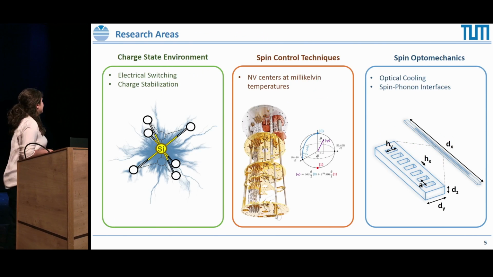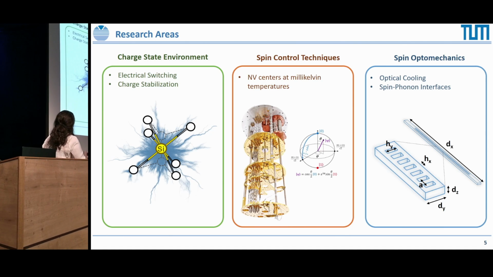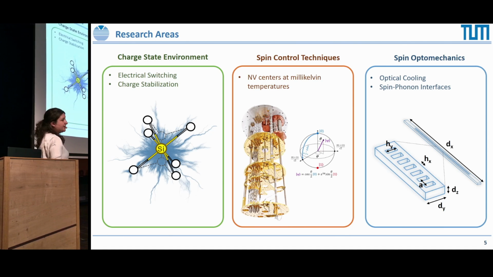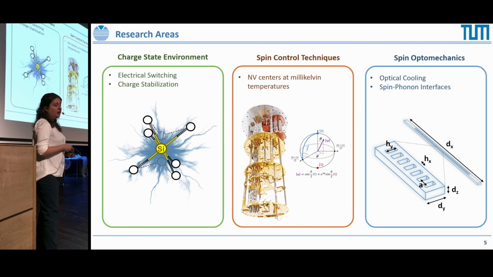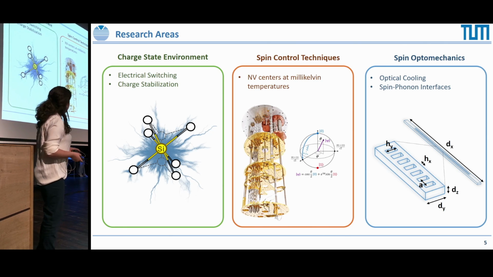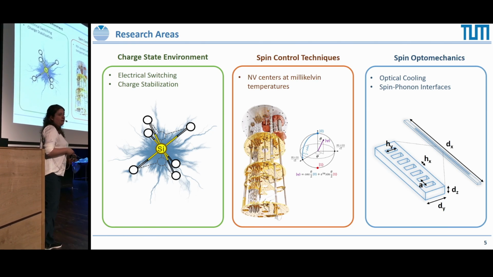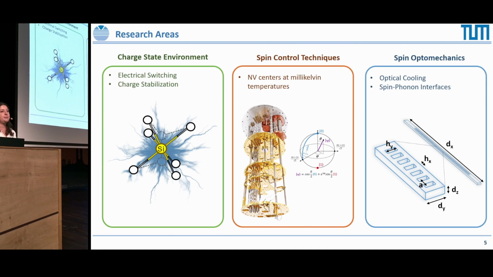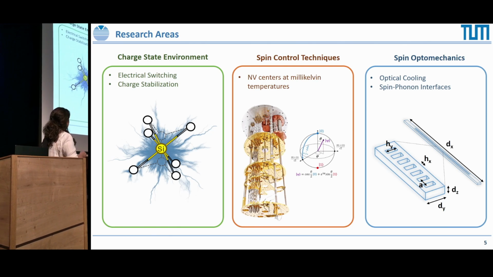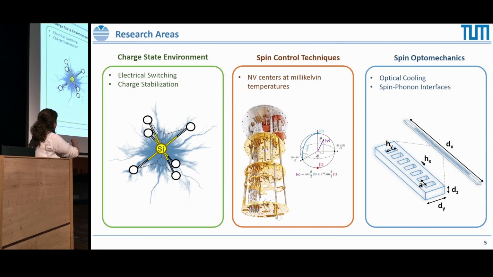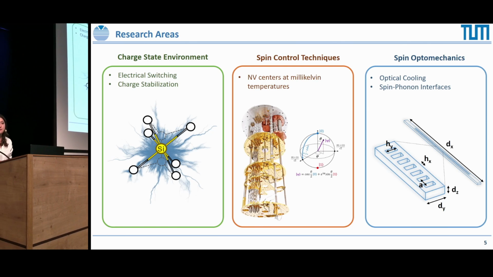So to start my talk, I will show you what we will see today. Actually, we have 3 research areas in our group. The first one is about the charge state environment of our group 4 color centers in diamond and how to control and pacify it. The second one is developing spin control techniques at millikelvin temperature, and then we are also investigating a little bit of spin optomechanics with these color centers in diamond. I will show you results from the first 2 areas today due to time constraints, but we can also discuss the third area as well.